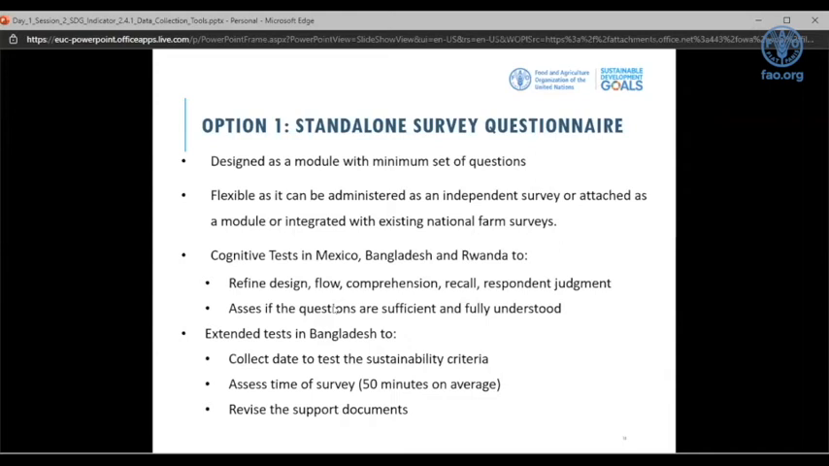We also conducted extended tests in Bangladesh a couple of years back. We will be discussing it in detail from tomorrow morning. The basic idea behind conducting these pilots was to test and revise the proposed sustainability criteria, to determine the average time of the survey, to revise the Stata scripts and routines that have been developed to analyze the data, and to revise accordingly the methodological note and support documents.